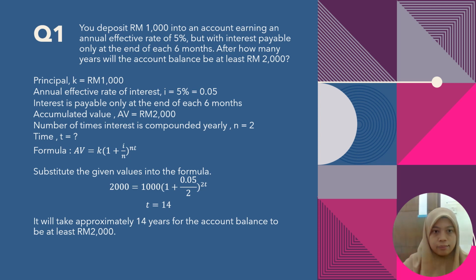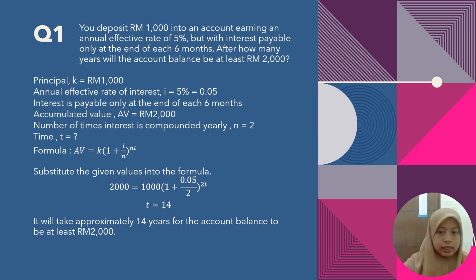SMA2013. For question 1, you deposit 1000 ringgit into an account earning an annual effective rate of 5%, but with interest payable only at the end of each 6 months. After how many years will the account balance be at least 2000 ringgit?